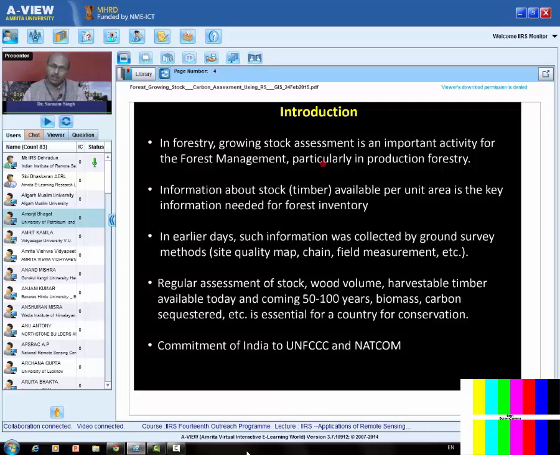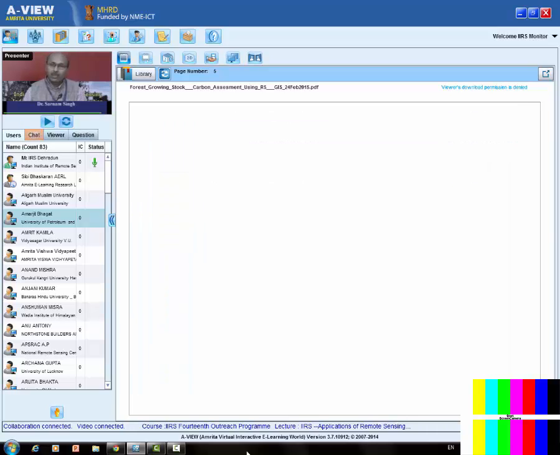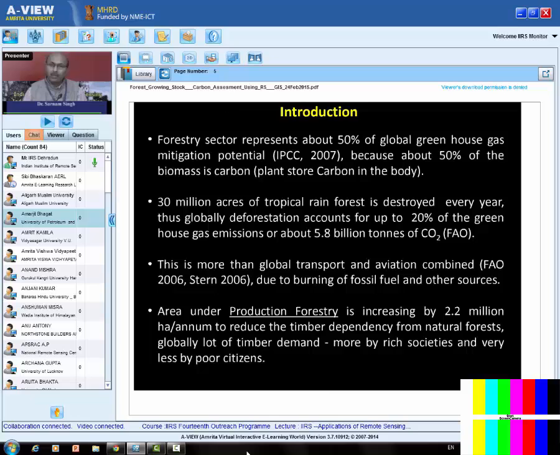Therefore, it is very important for the government of India to notify how much carbon is available in our forest, which is done by NATCOM, the national communication by the government of India, in commitment to UNFCCC, to provide the total carbon assessment which is available in the forest.